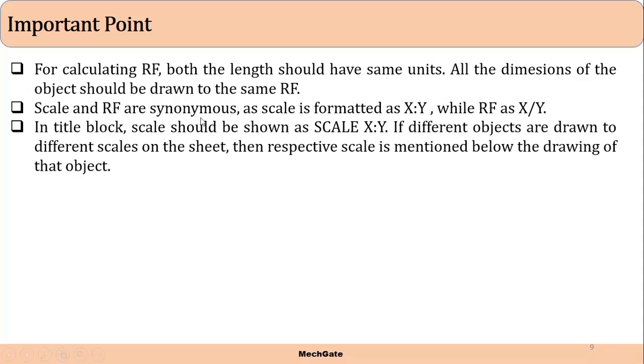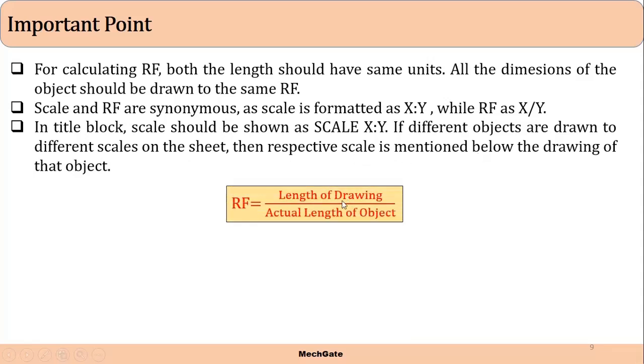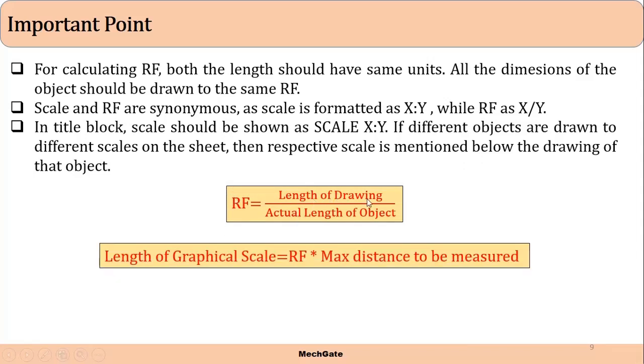Scale and RF are synonymous, as a scale is formatted as X is to Y, while RF is denoted as X by Y. In the title block, scale should be shown as scale X is to Y. If different objects are drawn to different scales on the sheet, then the respective scale is mentioned below the drawing of that object. So these two formulas are important from this subject's point of view. RF is equal to length of drawing divided by actual length of object, and the length of the graphical scale is given by RF into the maximum distance to be measured using that graphical scale.